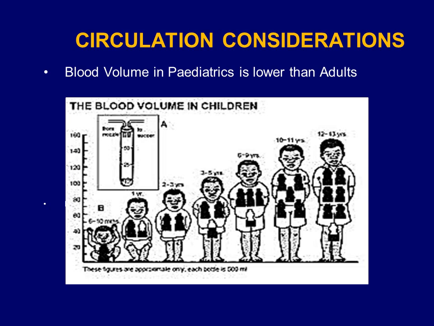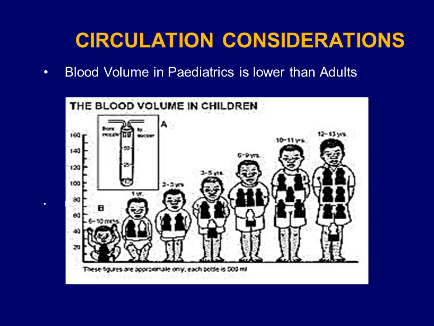Circulation considerations. Another important point that needs to be considered in pediatric patients is the blood volume. Total circulating blood volume per kilogram is greater than adult, but absolute blood volume is lower than adult. Therefore, what appears to be small amount of blood loss will add up quickly. As you can see in this picture, each bottle represents 500 milliliters. At the age of 6 to 10 months old, the circulating blood volume is around 500 milliliters. As compared to 12 to 13 years old, the circulating blood volume is 3 liters.